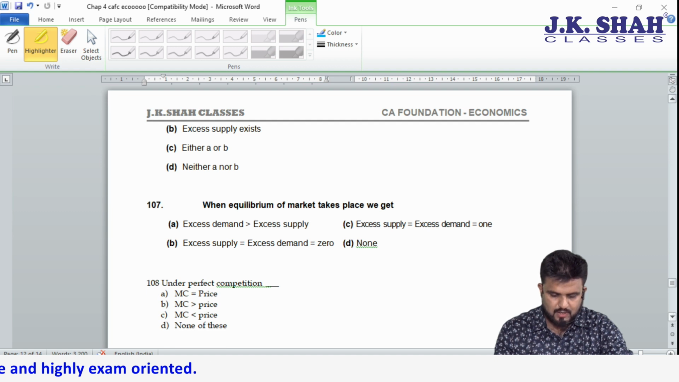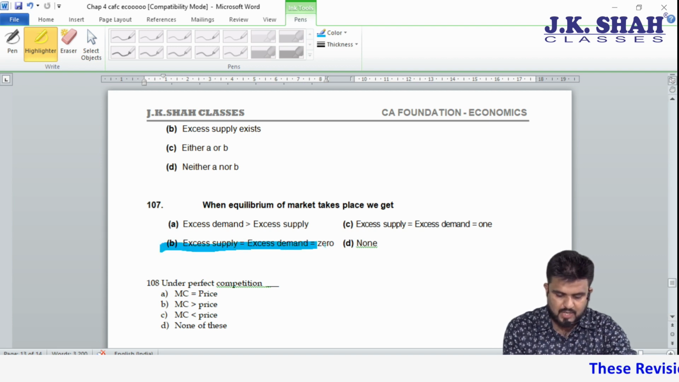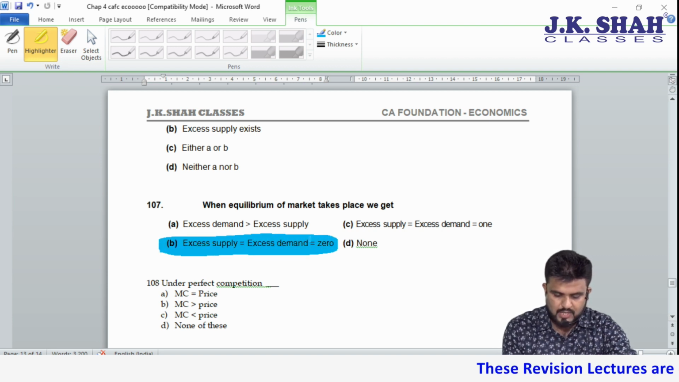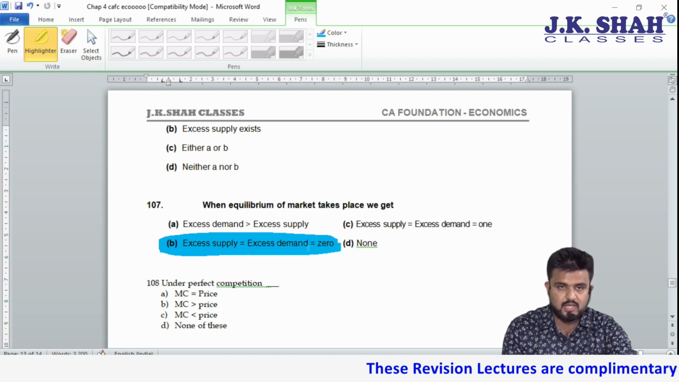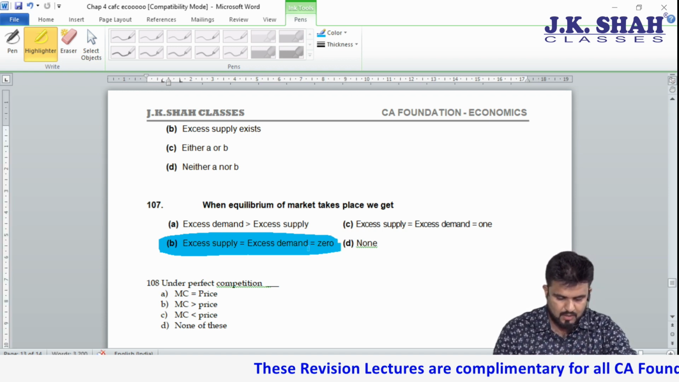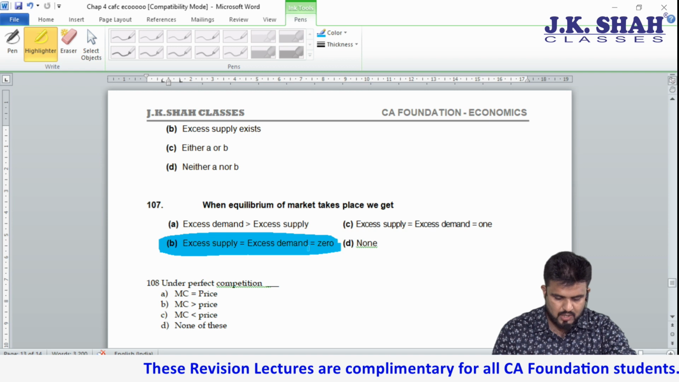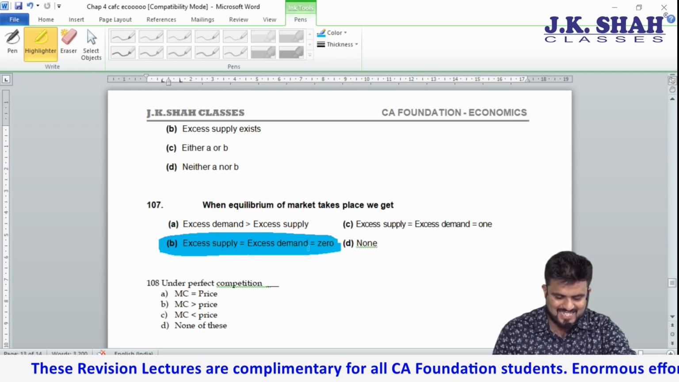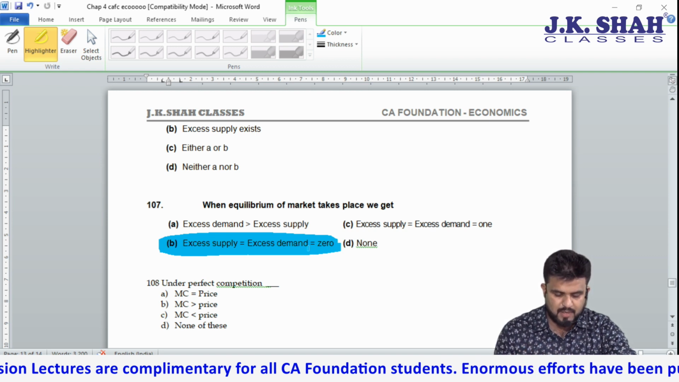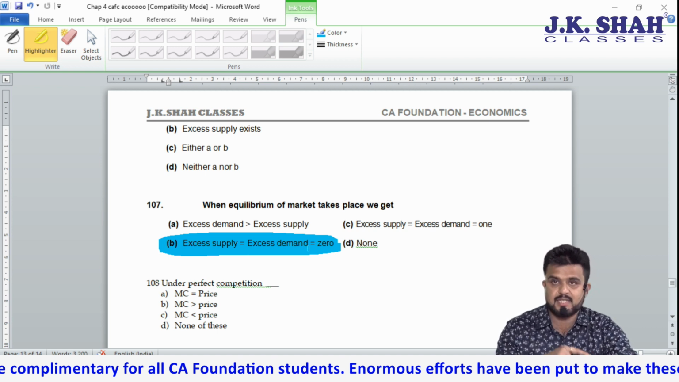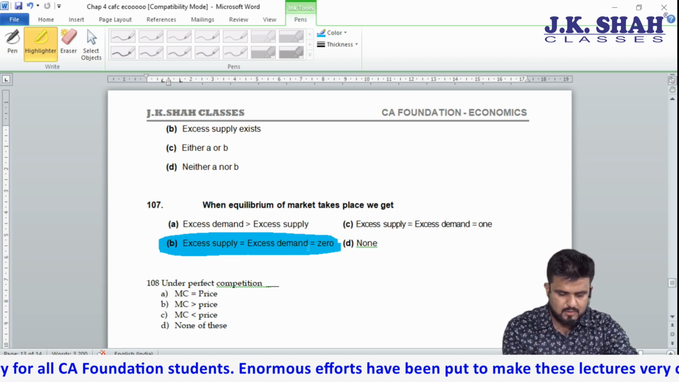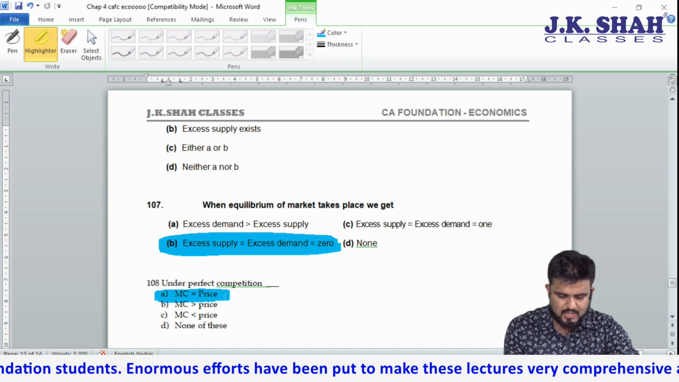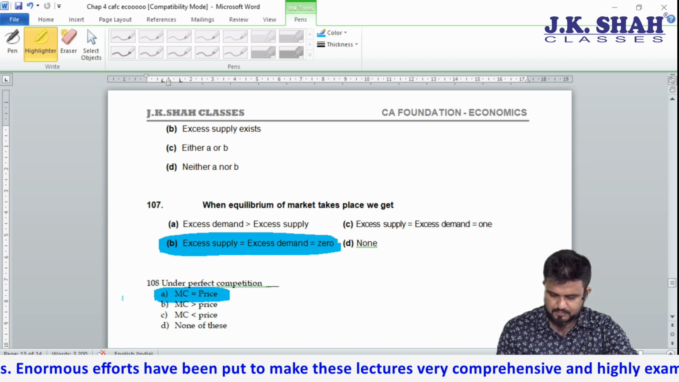Next, 107. When equilibrium of market takes place, excess supply equals excess demand, and that too it is 0. Under perfect competition, MC is equal to price. MC is greater than price. MC is less than price. None of the above. Correct answer is MC is equal to price.